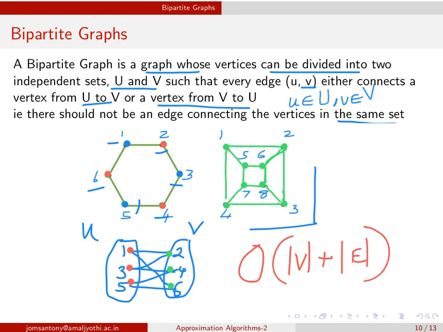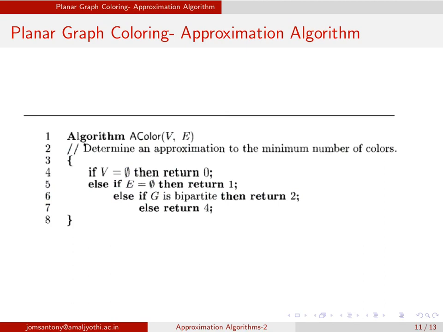So, in fact, this time complexity is polynomial in nature, and it can be determined in polynomial time. Now, with all these backgrounds, it will be very easy for us to understand the approximation algorithm for planar graph coloring. The approximation algorithm takes two arguments, V and E, where V is the set of vertices and E is the set of edges.